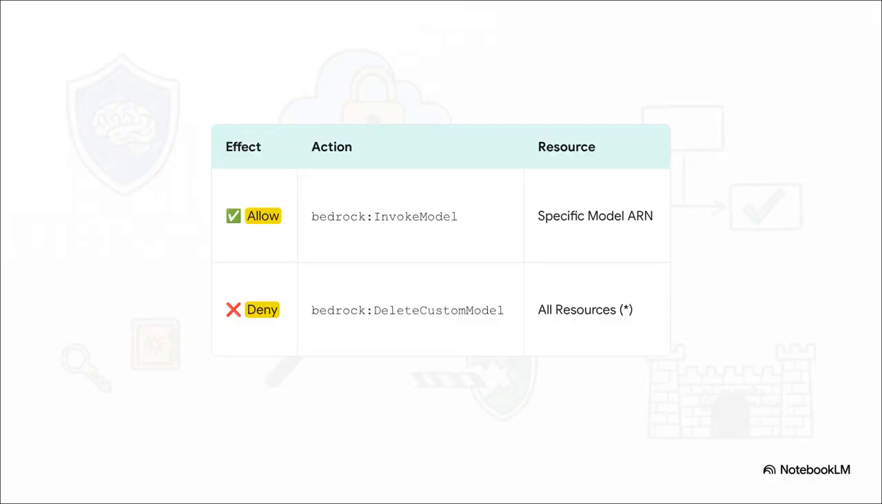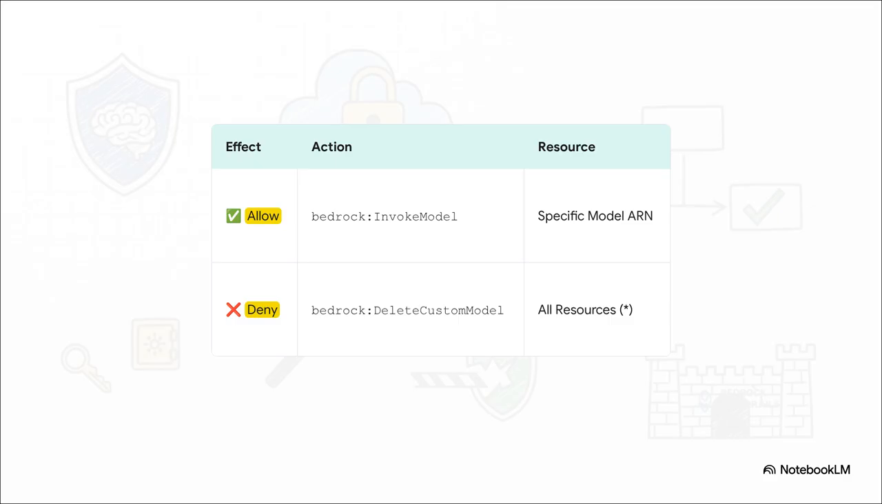And this is a perfect example of what that looks like in the real world, using AWS IAM. Notice how we explicitly allow the invoke model action. That's what the AI needs to just function. But at the same time, we explicitly deny really dangerous actions like delete custom model. So what does this mean? It means even if an attacker somehow hijacks the model, they can't use its permissions to go and wreck your other resources.